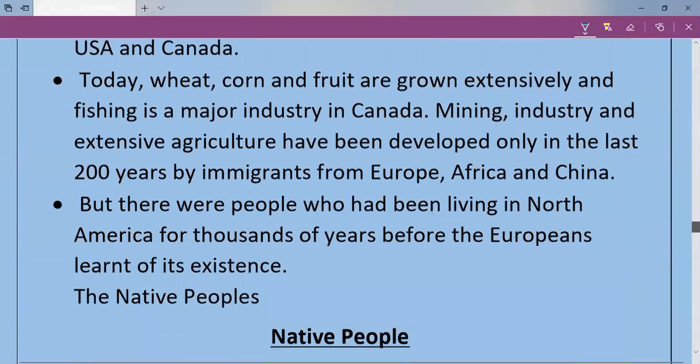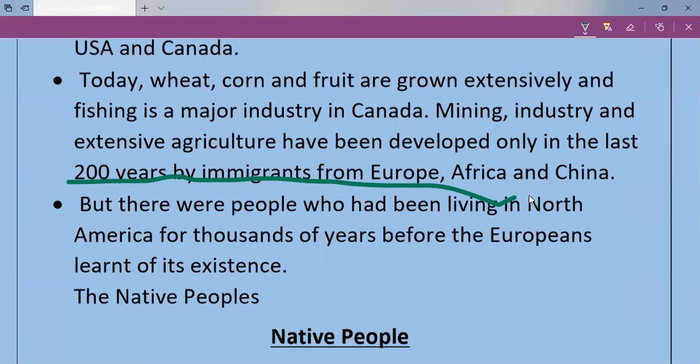Okay. Now today, wheat, corn, and fruit are grown extensively, and fishing is a major industry in Canada. Mining industry and extensive agriculture have been developed only in the last 200 years by immigrants from Europe, Africa, and China. So basically, they were doing fishing activity, then they were growing many crops, but only in the last 200 years have they been developed industrially. And how have they been developed industrially? Due to the immigrants, that is, a lot of migrants came from Europe, Africa, and China, and because of their efforts, these countries are industrially developed now.